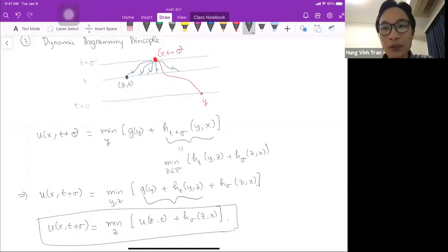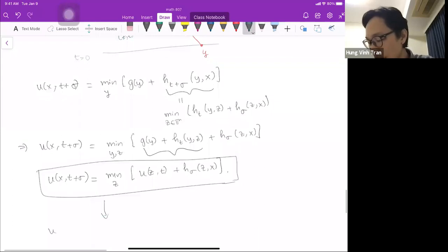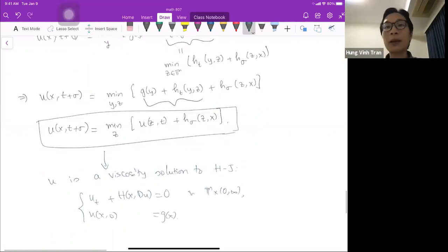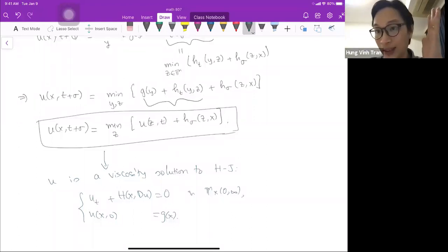And this formula, if we use it smartly, later on we can derive from it that u is a viscosity solution. I just throw out the word. We do it later. It is a solution to the Hamilton-Jacobi PDE, which is u_t plus H(x, Du) equals 0 in T^n cross (0, infinity), and u(x, 0) equals g(x). Again, this is for much later. I just want to make the point that using h_t, we can do a lot of stuff. So that's why it's a fundamental object.